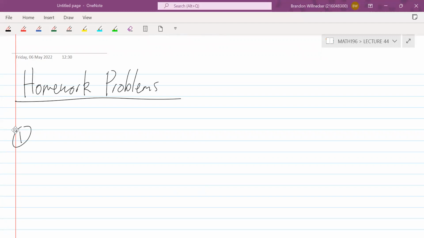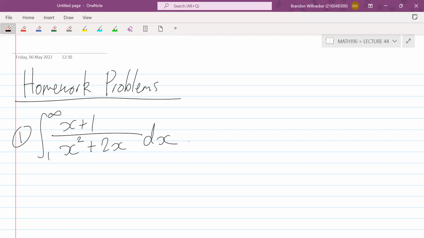Maybe 5. I think that's good for homework. So for the first one, we have the integral from 1 to infinity of x plus 1 over x squared plus 2x dx. So we've got ourselves a rational function. So that means we need to be using partial fractions, but also we have that the upper bound is infinity. Okay, so we're mixing things together here. We need to be using partial fractions for the integration, and remember to use a limit for the upper bound.